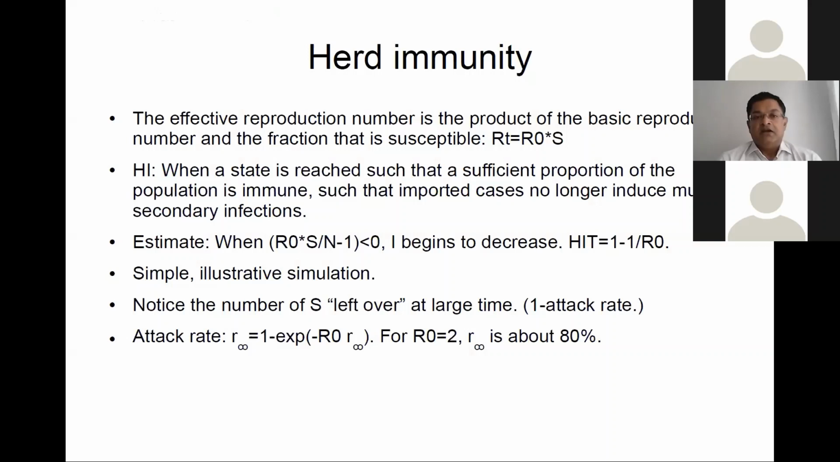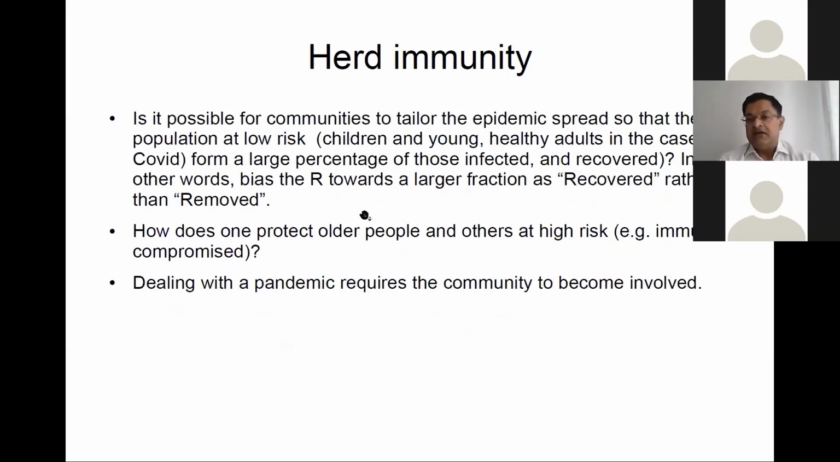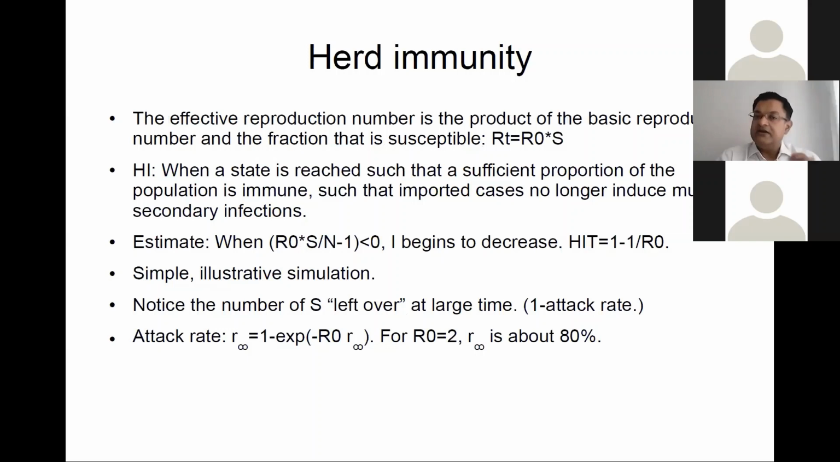Herd immunity is a condition reached when a sufficient proportion of the population is immune, and if more imported cases are added, they will not induce any further secondary infection. This condition can be estimated. What is the threshold required to reach herd immunity? That threshold can also be determined by R0. In the case of COVID, if R0 is 2, the herd immunity threshold is about half the population. And this is what we're seeing in the simulation as well.